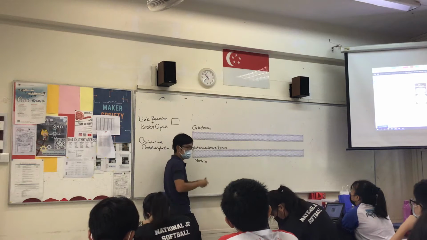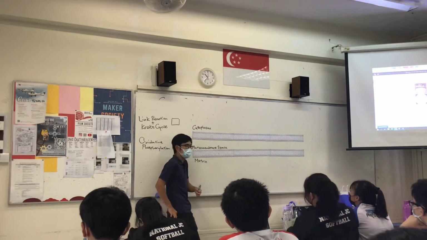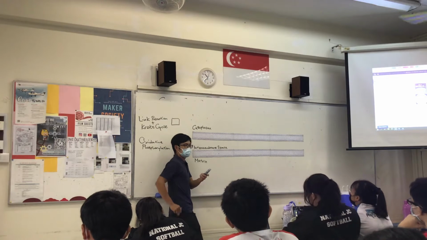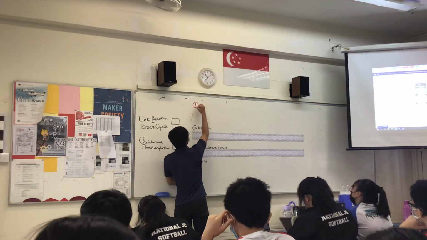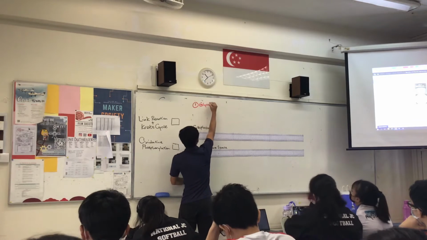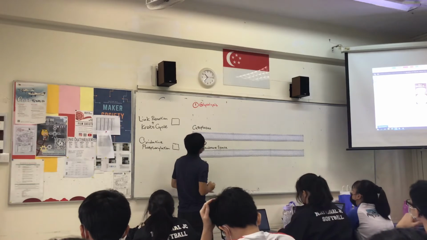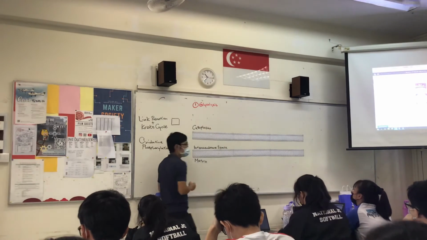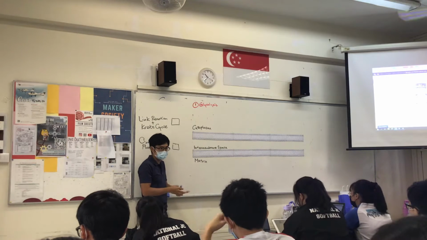Yesterday we touched on the process of glycolysis, right? Glycolysis takes place in the cytoplasm. So that's the first step, glycolysis. Let's do a quick recap. We have where, who, what's involved, what's produced.